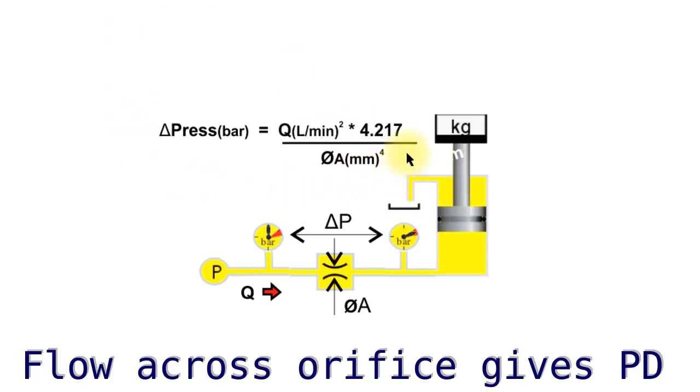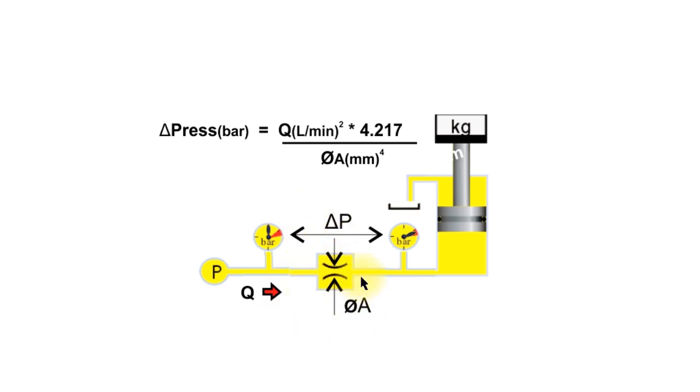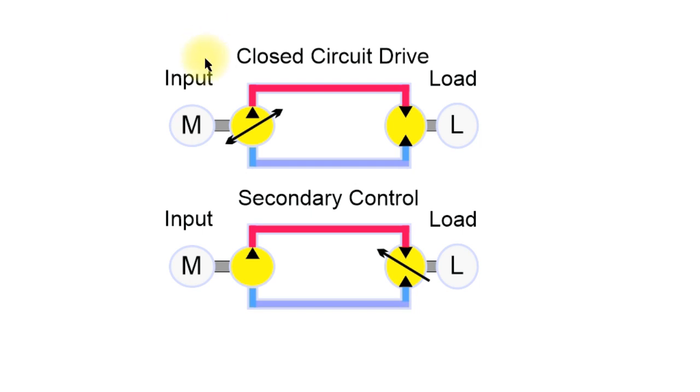Here's another version of the same formula, now giving us the pressure drop across it for a set flow. So if we have a constant flow, we're going to get a constant pressure drop across it. That's another version. So this, using orifices to control our speed, is probably the most common way of controlling things, but there are one more method I'll show you, or two.